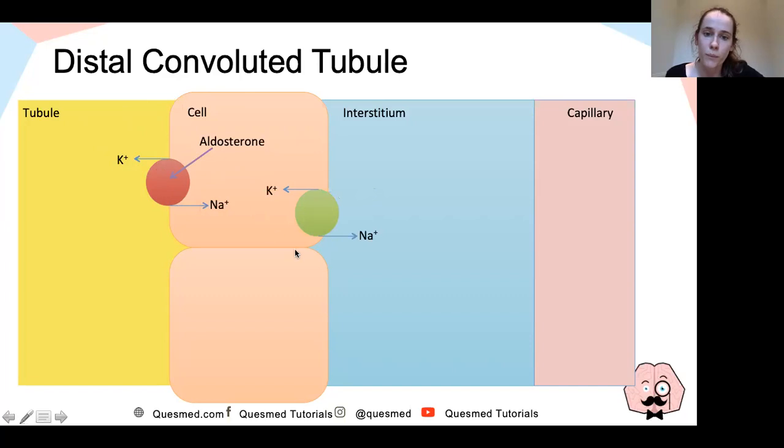And then on this side of the cell membrane, so this is kind of on the base of all cells along the nephron, we've got the sodium and potassium pump. So essentially sodium is being pumped out into the interstitium, and then it moves straight across from the interstitium into the capillary, and water can follow, whereas potassium is being moved away and into the tubule. Okay.